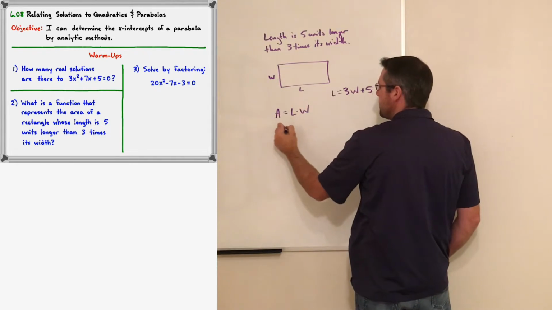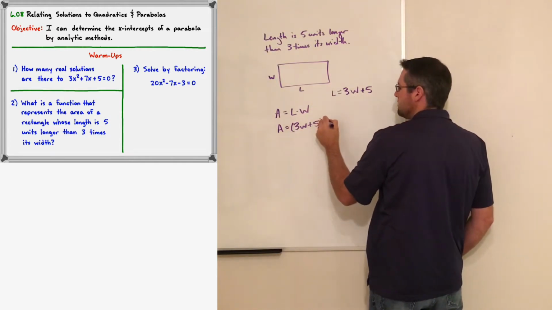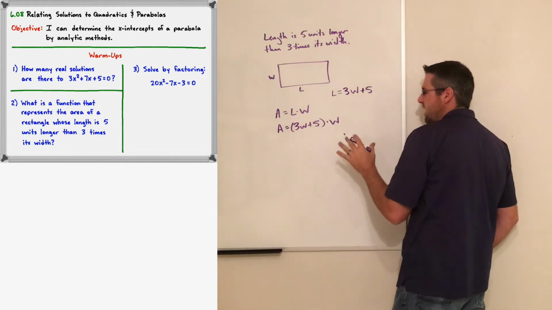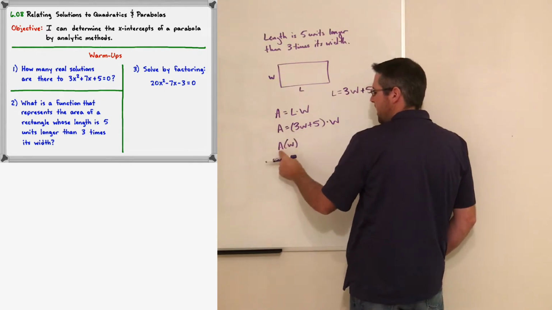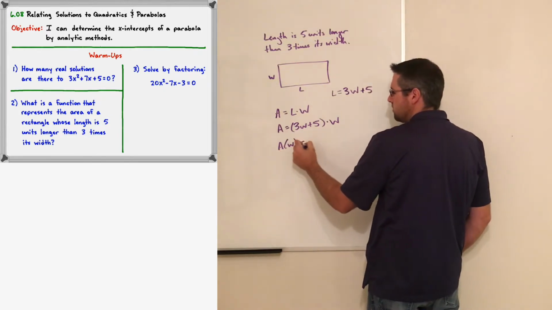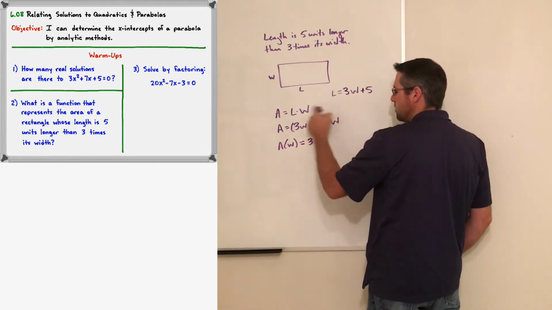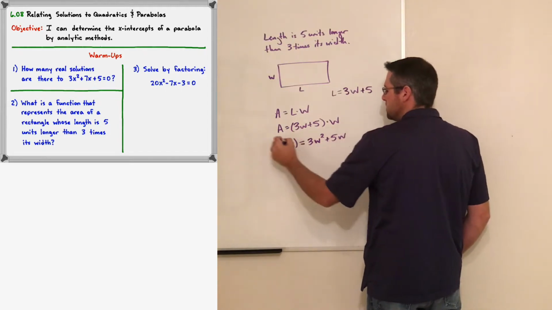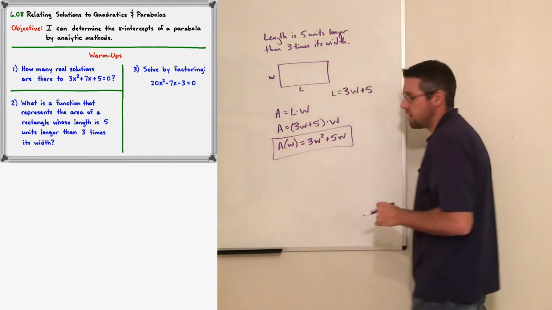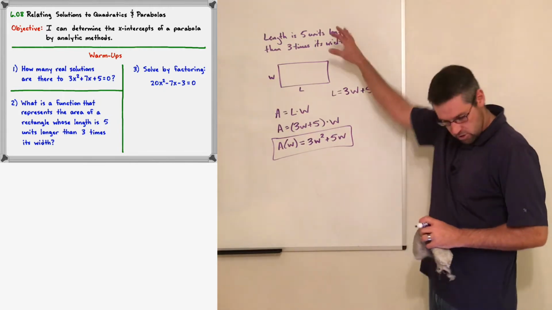So area is equal to 3W plus 5. We replace the L with that, and then times W. Now that is the area equation. If I'm going to write it as a function, I'd say the area in respect to W is equal to this guy, and we always like writing it in standard form. So I'm going to go ahead and distribute that. That becomes 3W squared plus 5W in standard form. So that is my area for a rectangle with that attribute there.